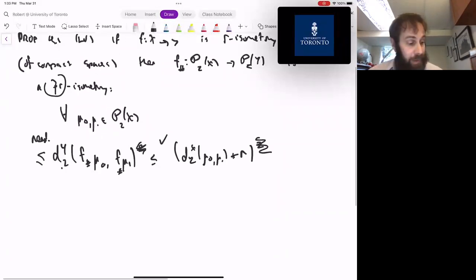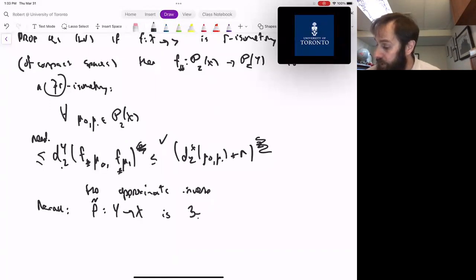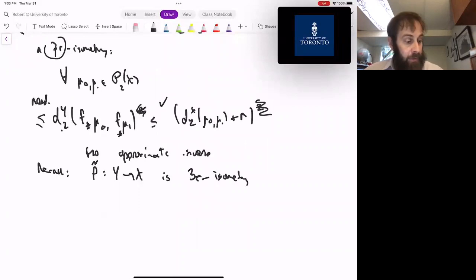Basically where that comes from is you apply the same argument. We said that F has these approximate inverses. Recall, F tilde from Y to X is the approximate inverse that we constructed last class, is a 3R isometry. And so to get the lower bound that I need, I'm going to apply the approximate inverse to these guys and the same argument as before.